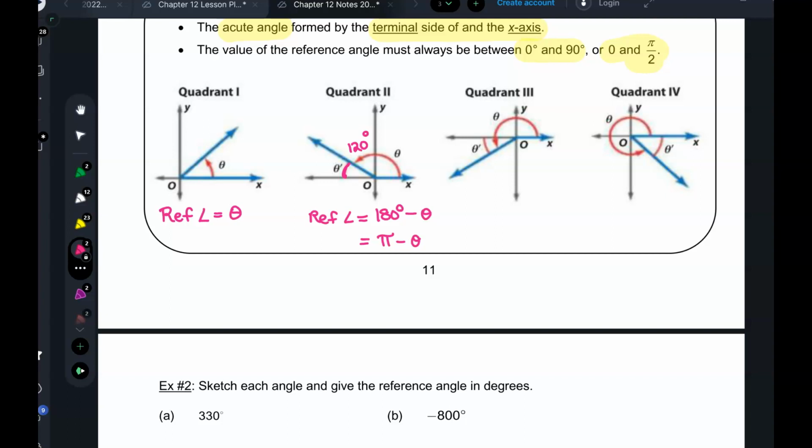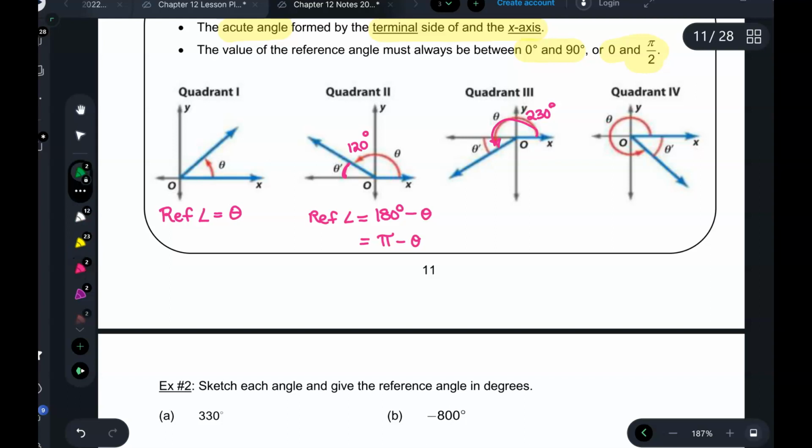Okay, now what happens if I have an angle in the third quadrant? Let's say 200 degrees. Or give me another. 230? Fine. Let's say this is 230 degrees all the way around here. How do I find the reference angle? 230 minus 180.